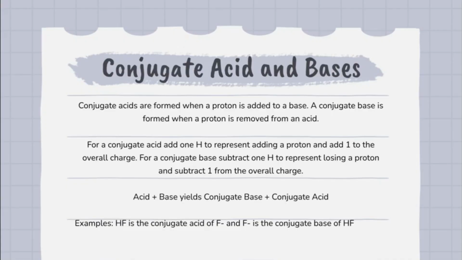An acid plus a base yields a conjugate base and a conjugate acid. Some examples: HF is the conjugate acid of F-, and F- is the conjugate base of HF.